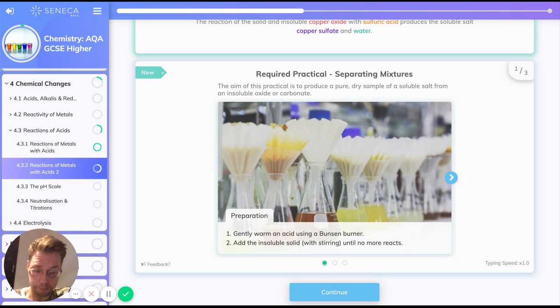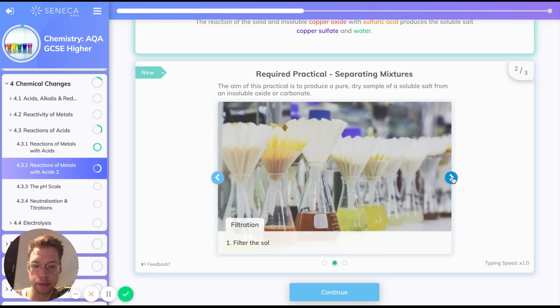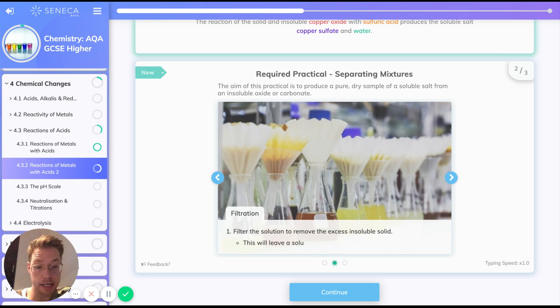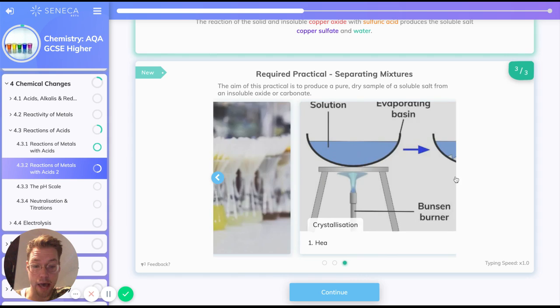Right, but to separate out salts, you'll warm an acid using a Bunsen burner, and you will add an insoluble solid and stir it until no more reacts. Then what we need to do, you have to filter the solution to remove the excess insoluble solid. And this leaves a solution of a salt dissolved in water.